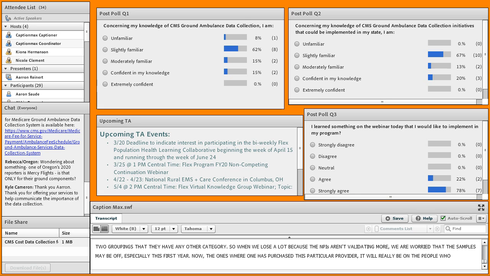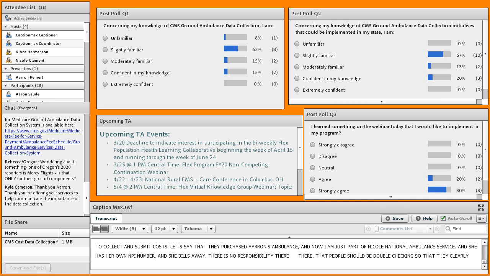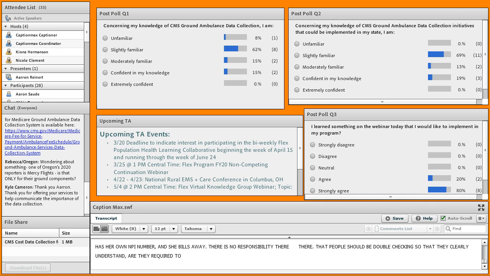And unfortunately, I'm sorry to bore you with some details here, CMS in the 855 form categorizes ambulances basically in 3 groups. And the biggest group is the others because they don't have not-for-profit, hospital-based, et cetera. So when they created this first quarter, they tried to create a valid sample between the 2 groupings that they have and then the other category. So when we lose a lot because the MPIs aren't valid anymore, we're worried the sample will be off, especially this first year. Now, the ones where someone has purchased the particular provider, it will really be on the people who purchased them to validate whether or not that MPI is still active.